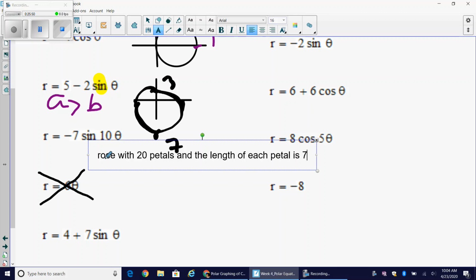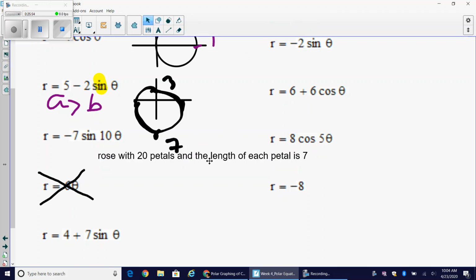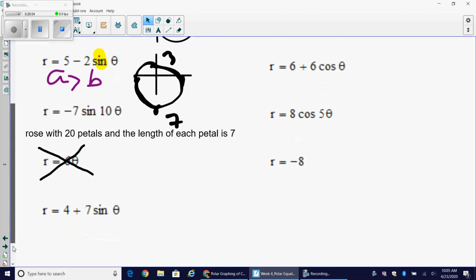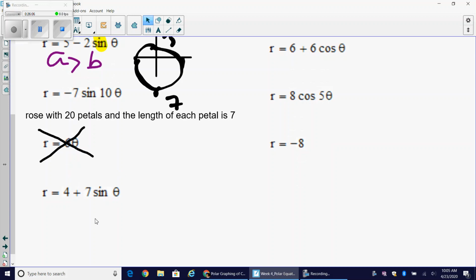It really is that negative is going to send the petals in an opposite direction, but it's not going to change that the length of the petal is 7. All right, let's do one more. I'm going to do this last problem right down here on the left side, 4 plus 7 sine of theta.